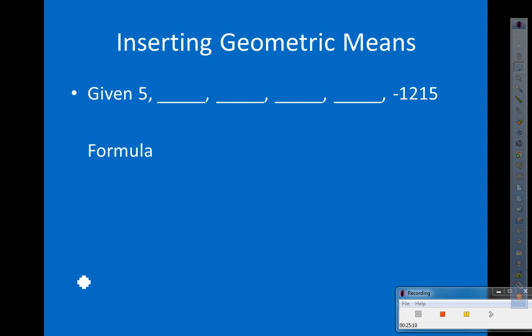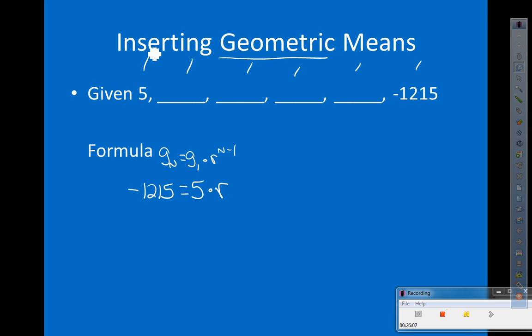And then here goes the math of it. It's geometric, so I'm going to go g sub n equal g sub 1 times r to the n minus 1. Let's fill in what we know. G sub n is negative 1, 2, 1, 5 equal g sub 1 is 5 times r to the, now go count your numbers. 1, 2, 3, 4, 5, 6, 7. 6 minus 1 is 5.